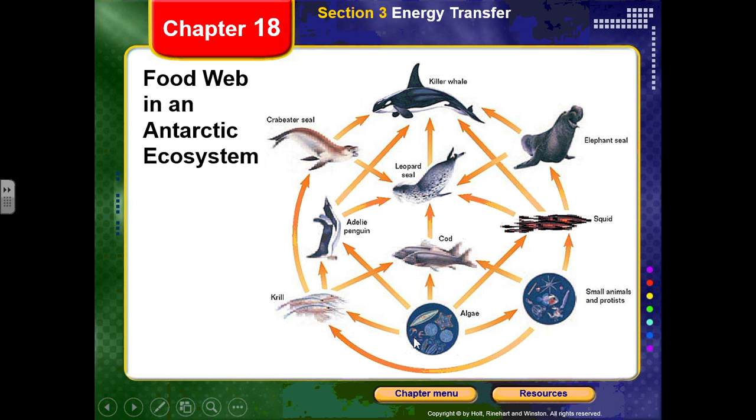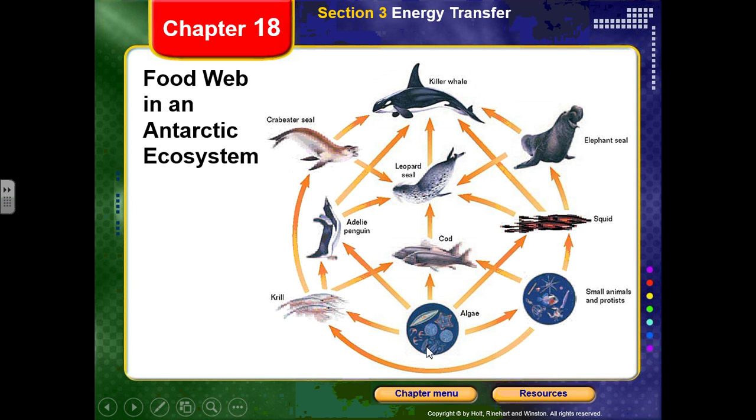Notice how the algae, you can see the arrows here, is eaten by several different organisms. It's eaten by krill, small animals and protists, and of course, small animals and protists are eaten by krill. And so you can see even right here the relationships between some of these bottoms of the food chains and some of these other straight lines. So here was the original straight line that we were dealing with: algae is eaten by cod, which is eaten by leopard seal, which is eaten by the killer whale. So this right down the middle here is a food chain.